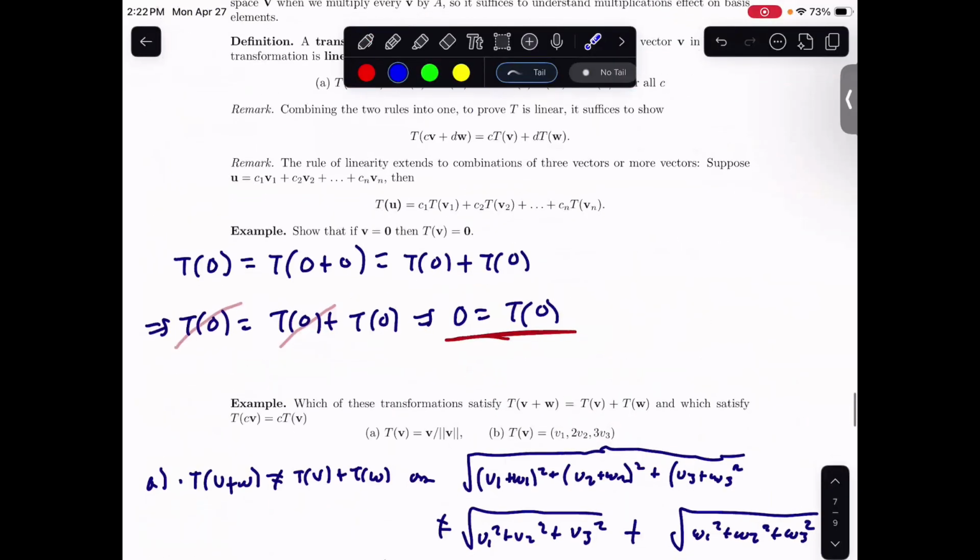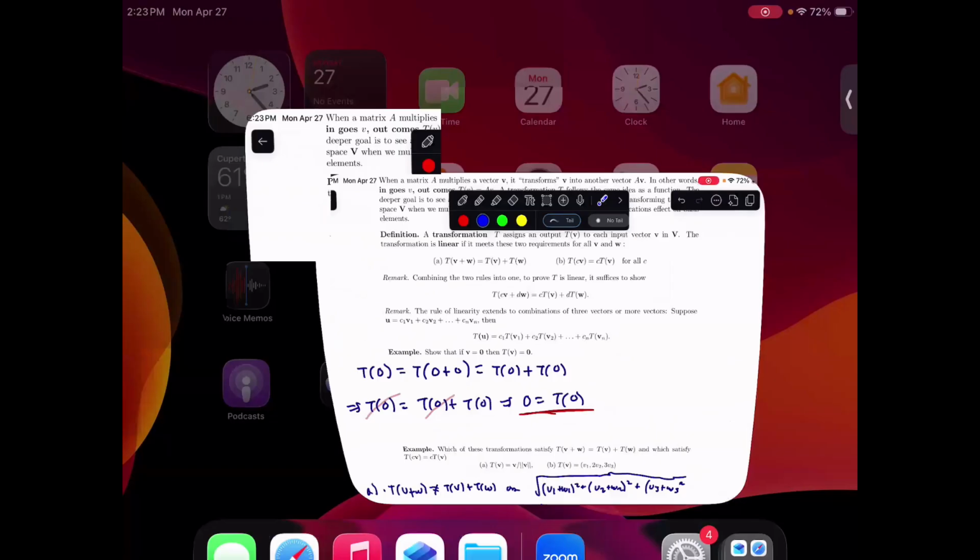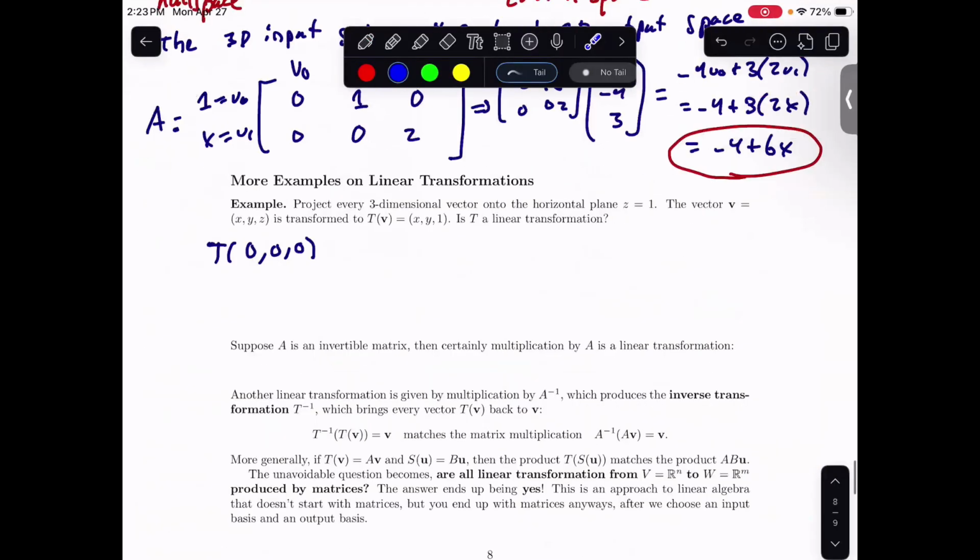I don't even remember. It wasn't even that long. It was like this part right here. Oops. And then we'll see that's not going to be the case, right? Because what we're doing is we're projecting any vector onto something that has z equal to 1. So this would be equal to (0, 0, 1). This is not the zero vector, so it's not a linear transformation for that reason.